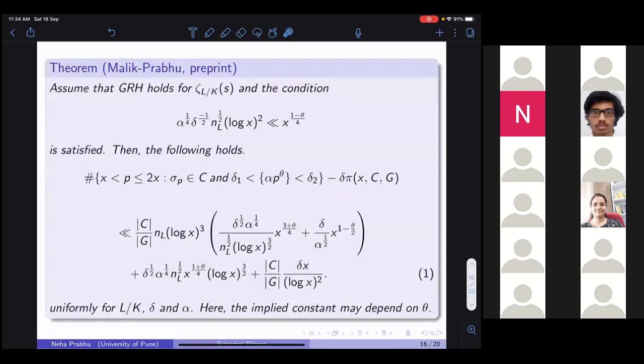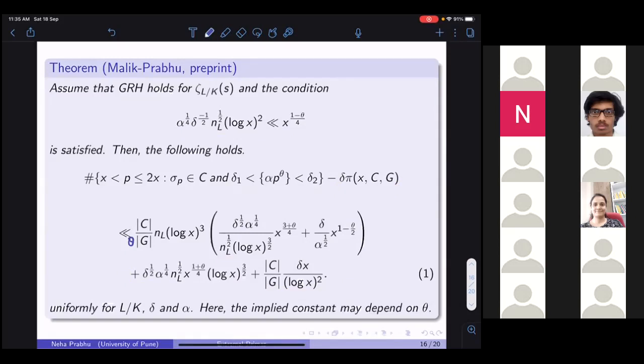And assume GRH for the Dedekind zeta function of L over K. Then there's a condition, assume a certain condition relating all these parameters floating around. And the main thing is that we do get the main term, delta pi x C G, plus an error term. And again, this condition is just to ensure that all this is smaller than delta pi x C G. Okay, so it looks a little technical, but the main thing is that we get what we want. And what we've done is kept the dependence on N_L and alpha and delta and so on. So the only thing that the constant I should have written could depend on is theta.